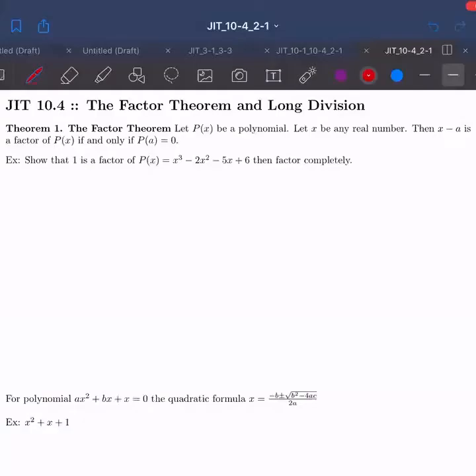All right, you guys, today we're looking at just-in-time 10.4 and 2.1. All right, so it's 10.4, we're looking at the factor theorem and long division.